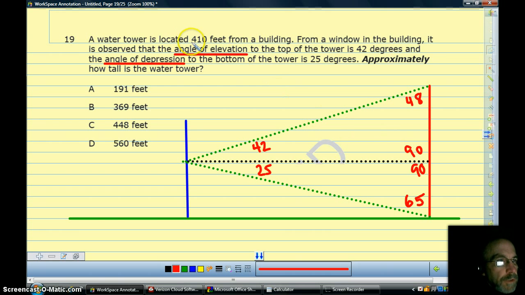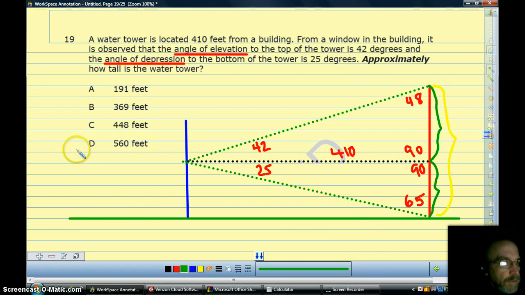Now, we're told that the tower is located 410 feet from the building, and we're looking for the height of the building. That would be this. Now, we've created two right triangles here, so what we're going to end up doing is calculating one height and the other height, and then we'll add them together.